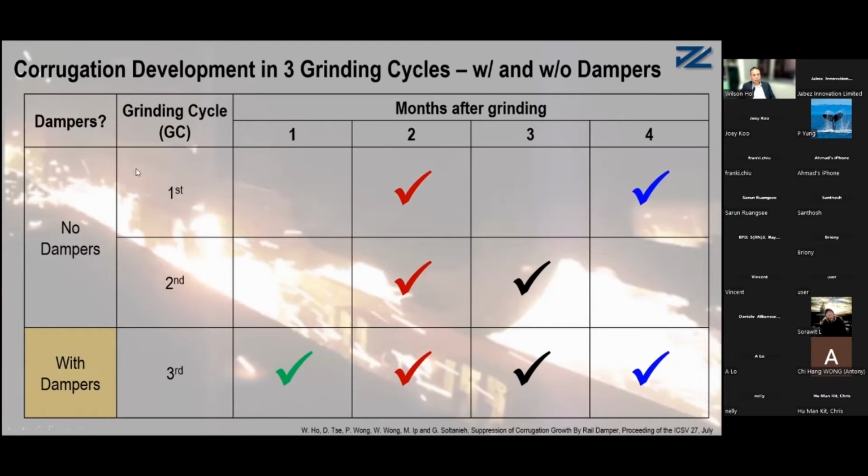The first two grinding cycles were without damper. In the first grinding cycle, we measured the corrugation at the 2nd month and 4th month. In the second grinding cycle, we measured the corrugation at the 2nd month and 3rd month. First two cycles without damper. Then in the first cycle after installation of the damper, we conducted corrugation measurement in the 1st month, 2nd month, 3rd month, and 4th month. The result was also published in the ICSV 27 in 2021.